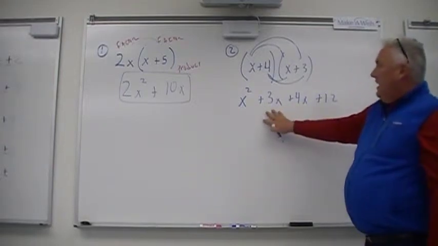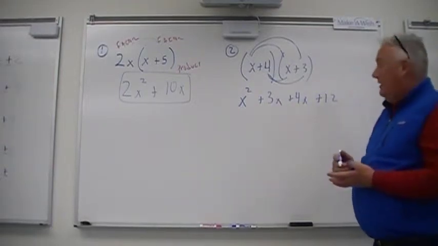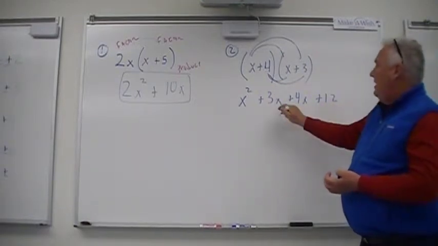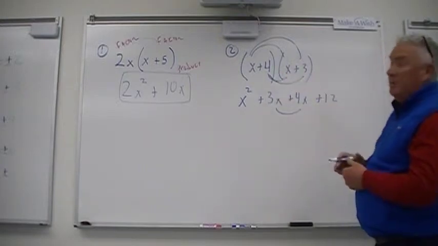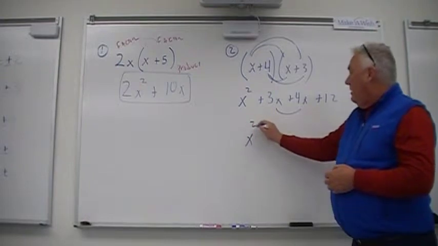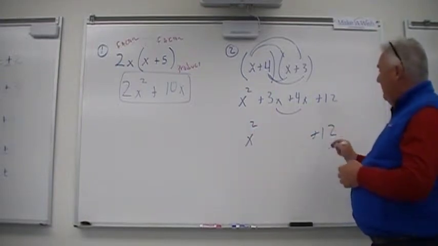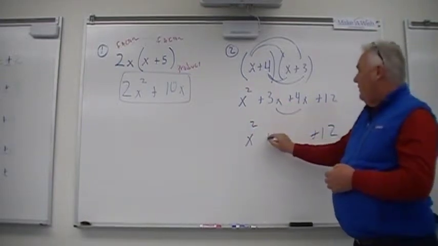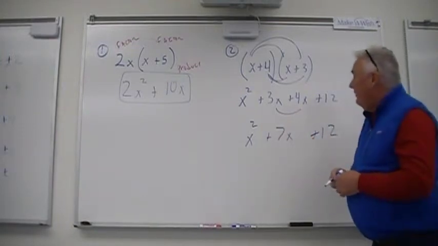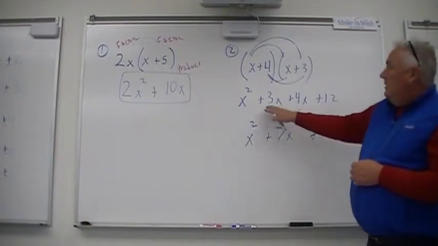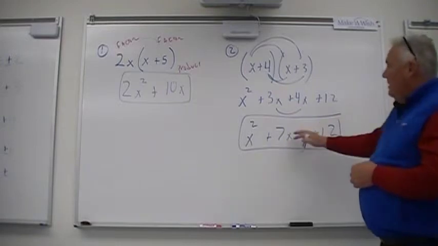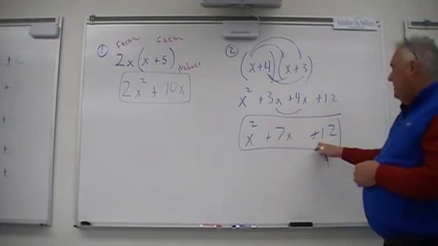When you do the multiplication, you're always then going to have like terms. Not here, but in the middle if you line them up, if you do the multiplications in the order I did. We have our x squared, and we have our 12, but 3x plus 4x is 7x. Okay? So that is the double distribution, and this becomes our answer. X squared plus 7x plus 12.